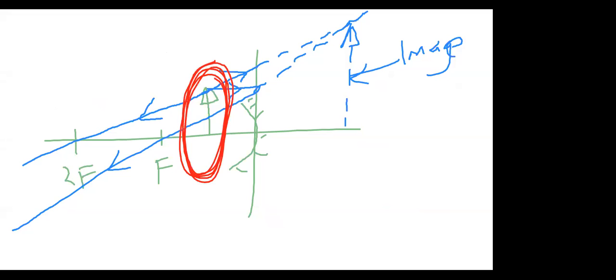In other words, if the object is between F and the mirror, then always the image is upright. It is magnified. It is virtual. Always. Those are the conditions for that.